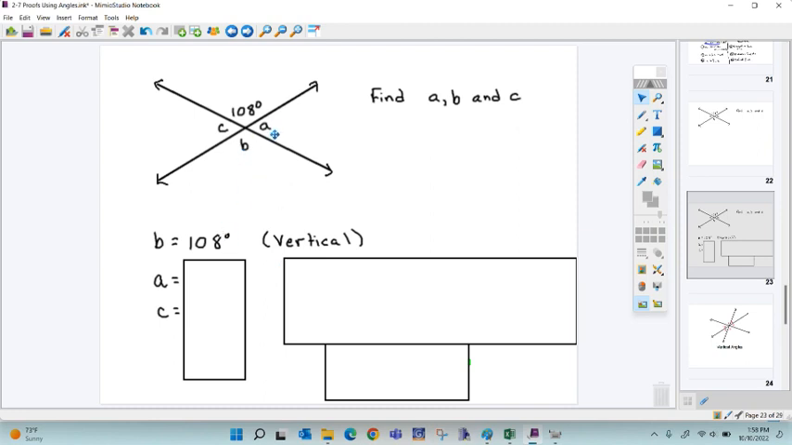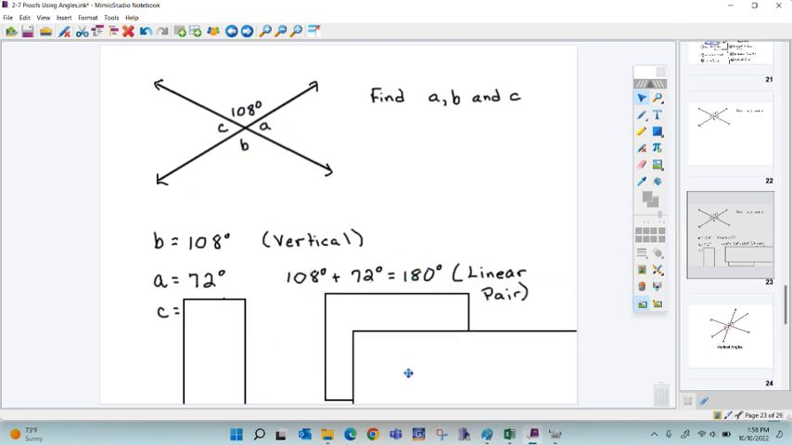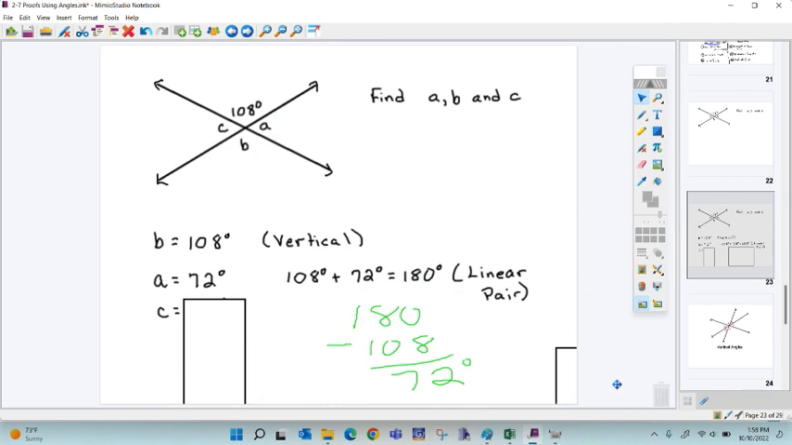Now, angle A and this one, the number of degrees in this one plus this one, make a line. So since they make a line, you would be able to subtract 180 minus 108 to figure out what plus 108 gives you 180. So to find that, 180 minus 108 gives you 72. They have to add up to make 180 because they are a linear pair. There's the work that you would do to find that.